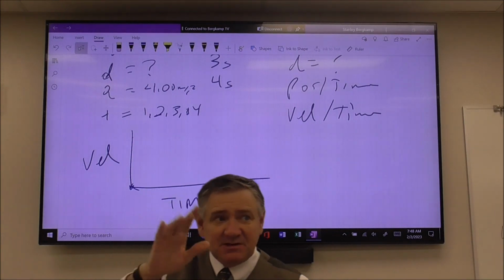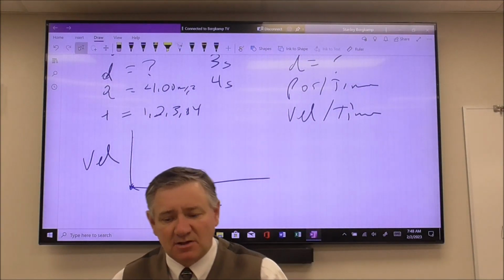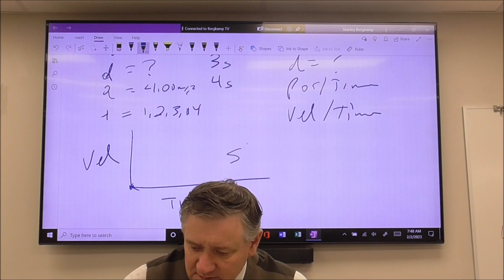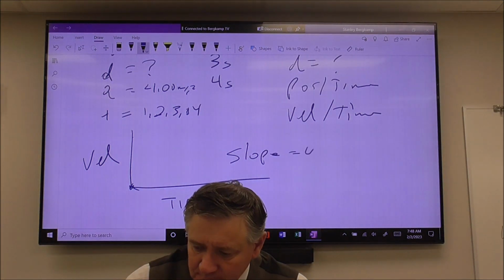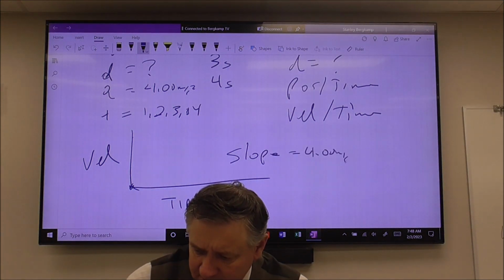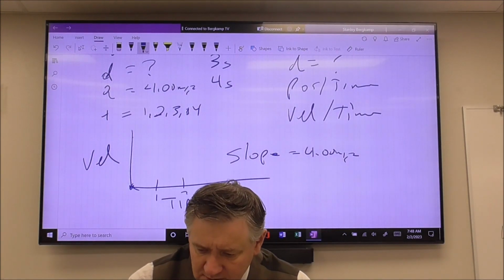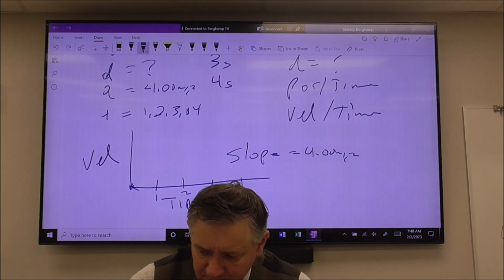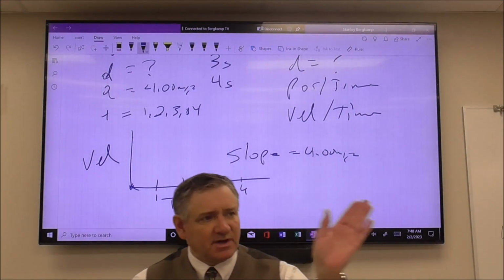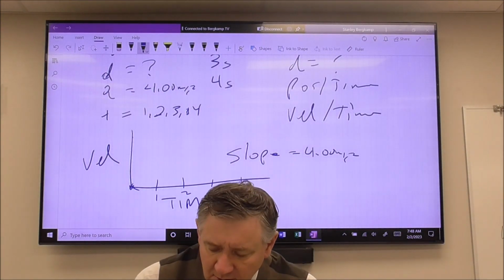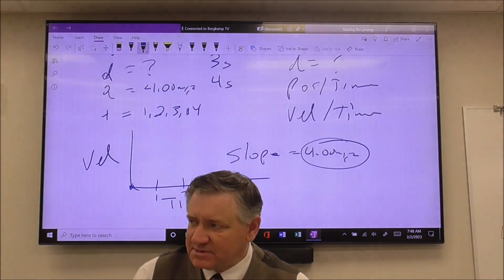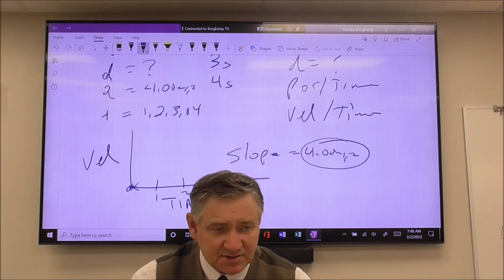Perfect answer. It's going to be the slope. Okay, so let's talk about what that slope means. So the slope of this line is going to be 4 meters per second squared. Okay? So we're going to look at 1, 2, 3, and 4 seconds. Okay? That's what we got going. So since that slope is 4 meters per second squared, we're going to start at 0.